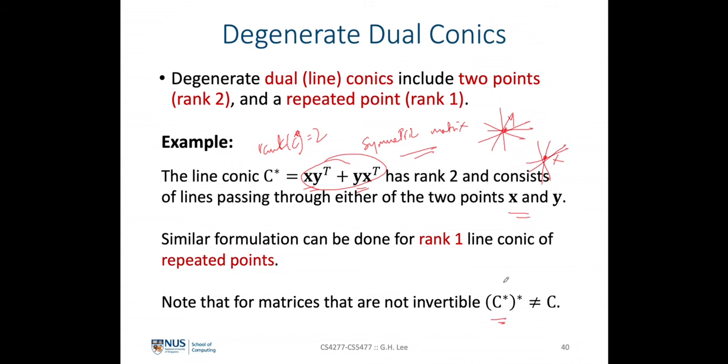And note that in this case here, C star, which is my dual conic, the inverse of this is not equal to C. As we mentioned earlier, if C is full rank, which is equal to 3, then C star would be equal to C inverse. But in this case, since the rank of C is not equal to 3, this relation doesn't hold anymore.